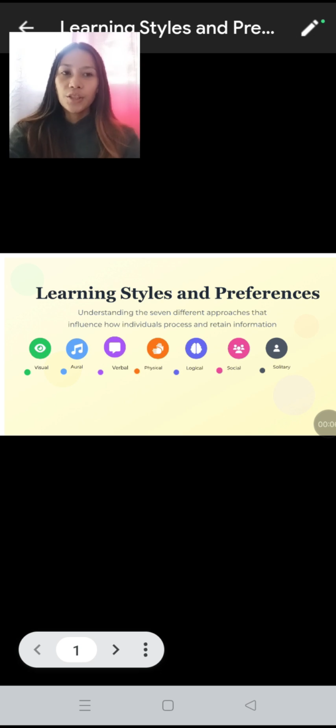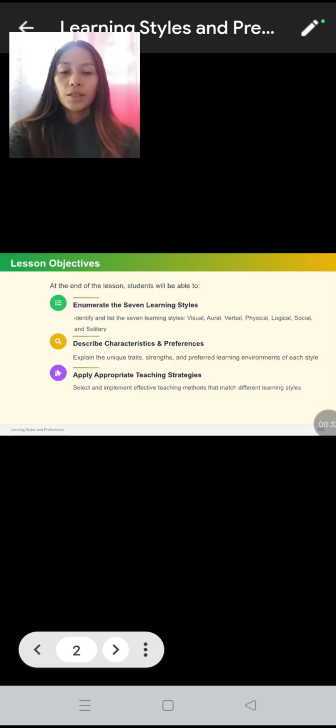So, our topic for today is all about learning style and preference, understanding the 7 different approaches that influence how individuals process and retain information. We have visual, oral, verbal, physical, logical, social, and solitary.